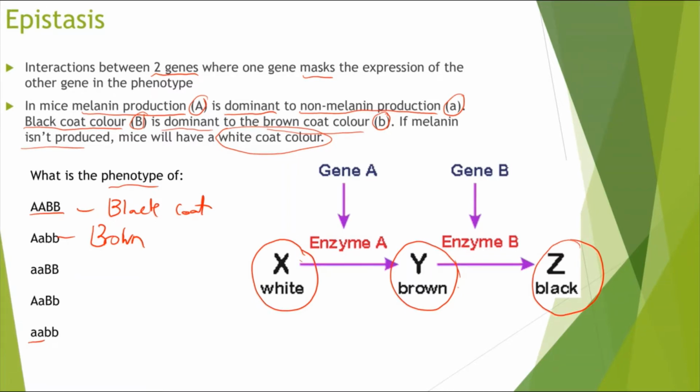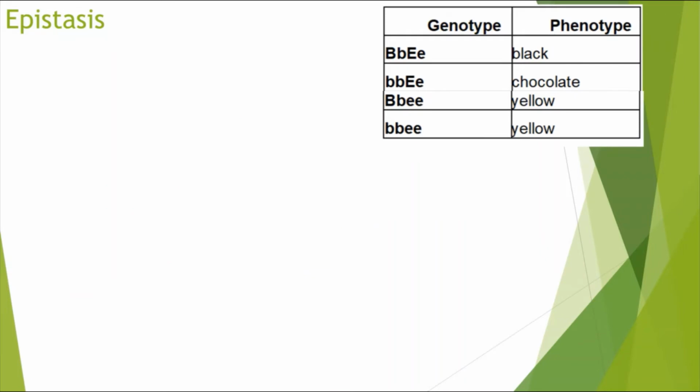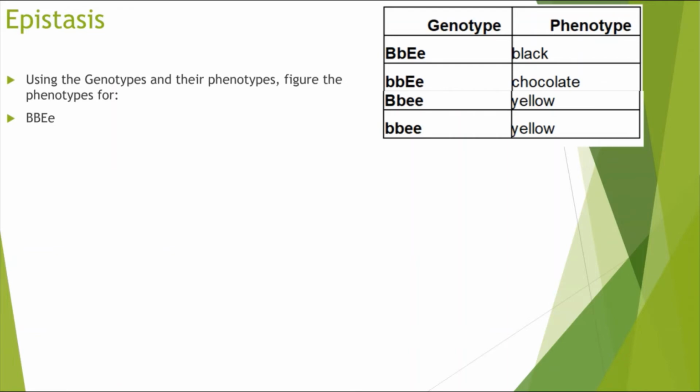So I'm going to go through another example now. In this case, they provided me with a table with the genotypes and their respective phenotypes, and they've asked me to use the phenotypes and the genotypes to figure out the phenotypes for the following. What I try to do first is figure out what each of the genes does, so what the gene B does and what the gene E does.